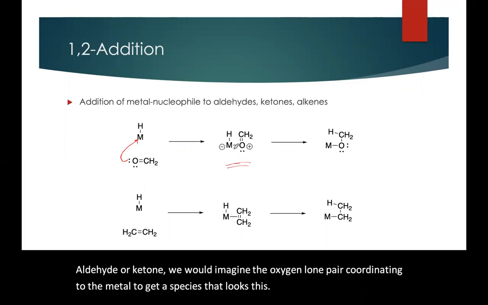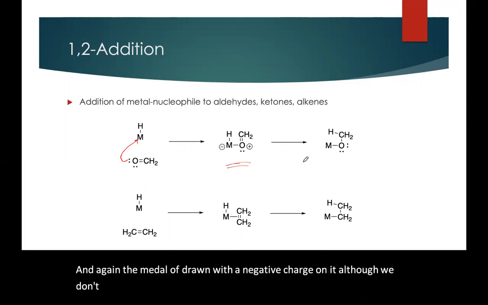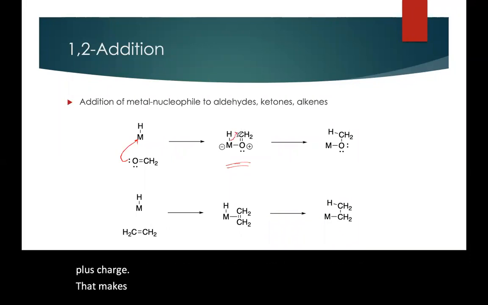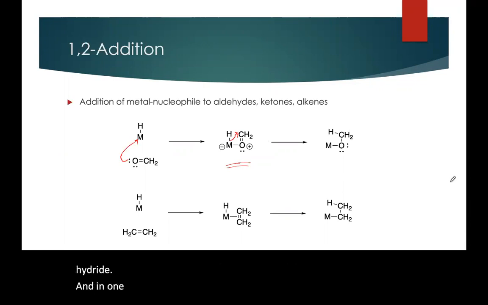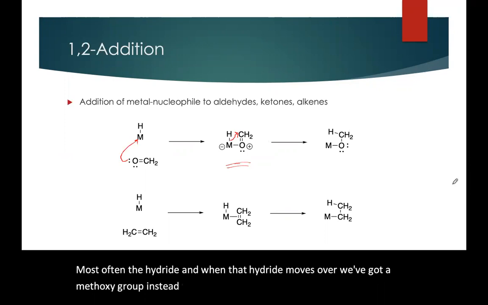And again, the metal I've drawn with a negative charge on it, although we don't normally show that, to emphasize this electron transfer from the oxygen to the metal. But the oxygen is now an activated electrophile. It's got a plus charge that makes it more likely to receive electrons from a nucleophile, such as this metal hydride. And in 1,2 addition, the nucleophile is most often a hydride. And when that hydride moves over, we've got a methoxy group instead of an aldehyde.